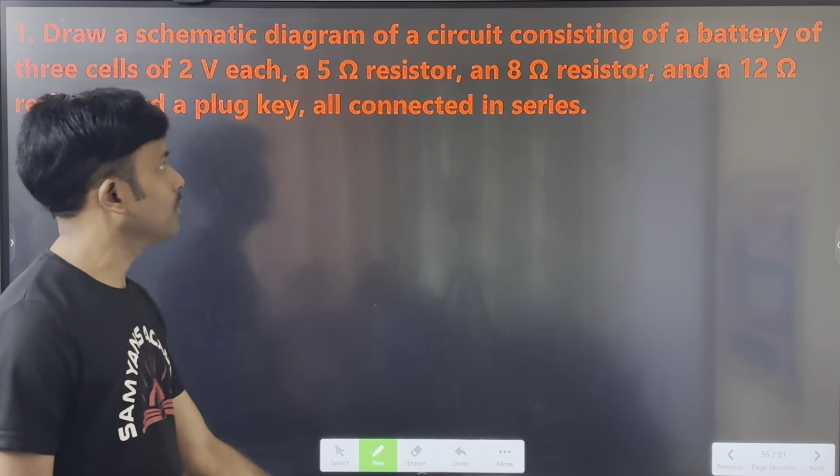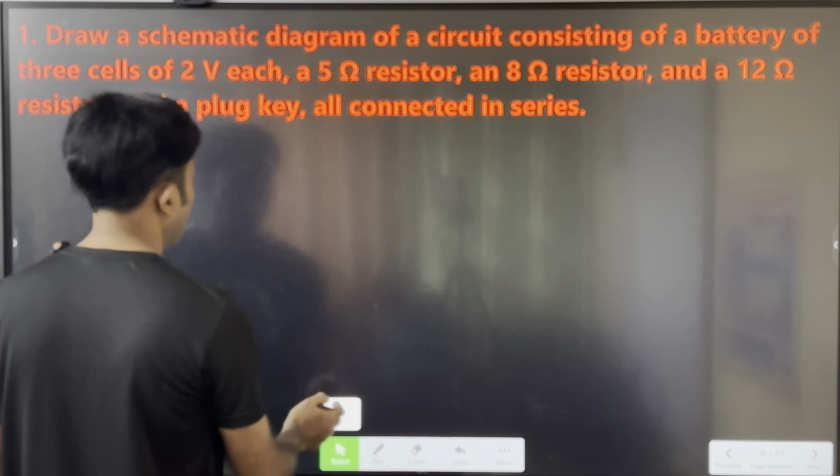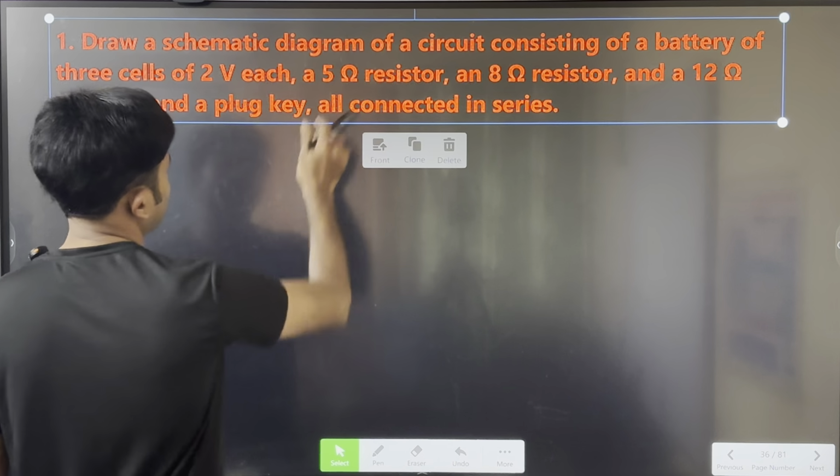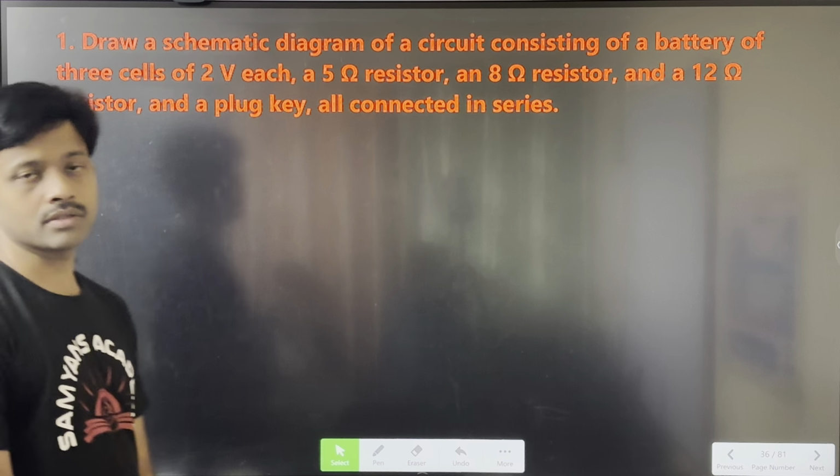So here we have one more problem. Can you draw this? Everyone please try this. Draw a schematic diagram of a circuit consisting of a battery of 3 cells of 2 volt each, a 5 ohm resistor, an 8 ohm resistor, and a 12 ohm resistor, and a plug key, all connected in series.